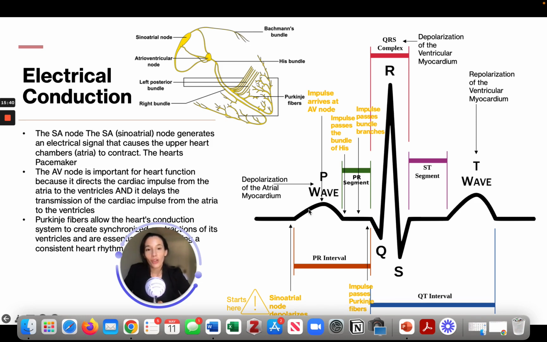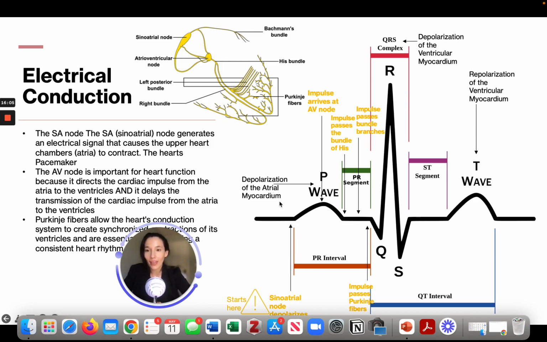It's pretty much documenting the electrical activity of the heart, which is what we're talking about. So you have all these different intervals and things going on, but the electrical signal at the AV node starts here where the AV node depolarizes, right? So we're depolarizing before the P wave. The P wave is depolarization of the atrial myocardium.